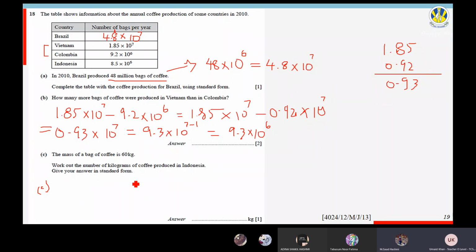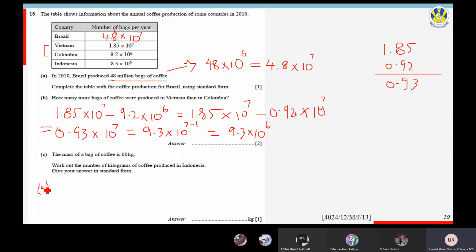So what is the connection of this statement with the Indonesian production? Look at the table. It says that Indonesia produces 8.5 into 10 raised to the power 6 bags per year. And the mass of one bag is given. So what will you do to find out the total mass in kgs of coffee produced? Multiply the mass of one bag with the number of bags. Yes, multiply the mass of one bag with the production of Indonesia in the year, okay?